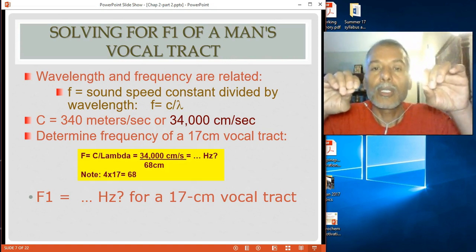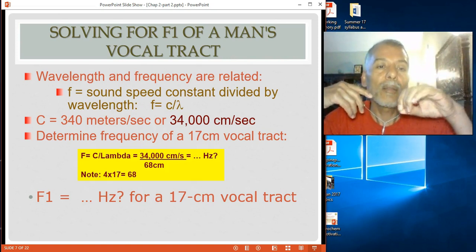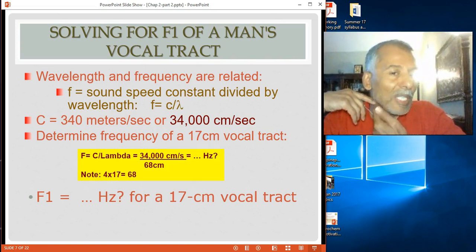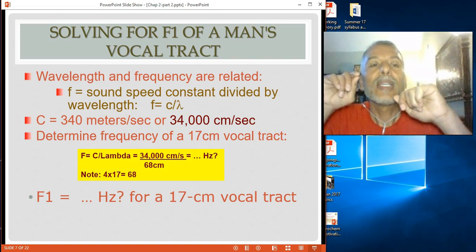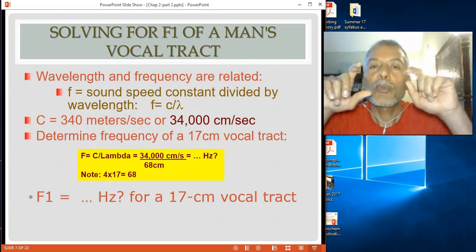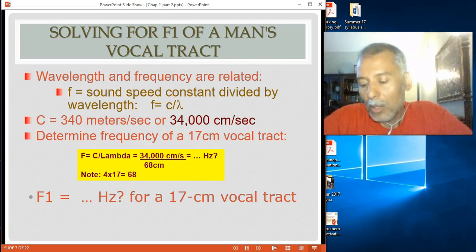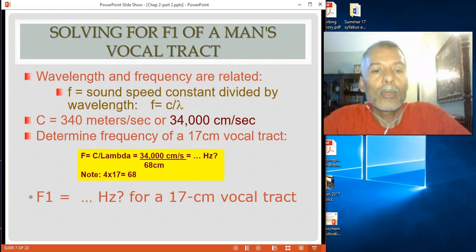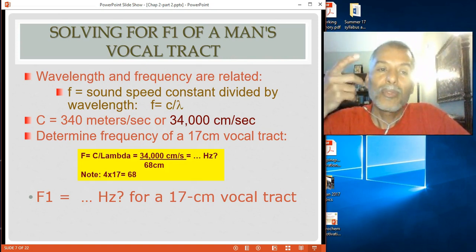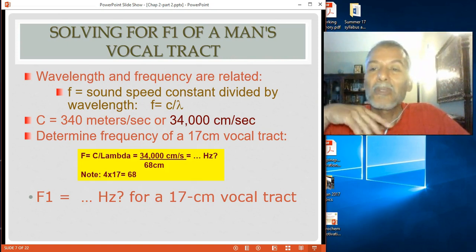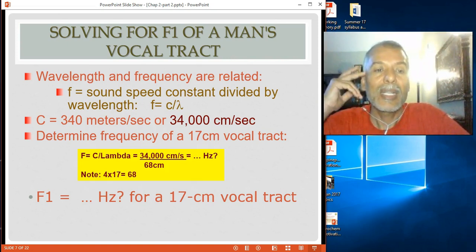But the speed at which sound travels in the vocal tract is 340 meters per second. So it would make sense to divide 340 meters by meters. But we are measuring the vocal tract in centimeters. So if you divide meters by centimeters, it will give you a very strange number. It's not going to make any sense.